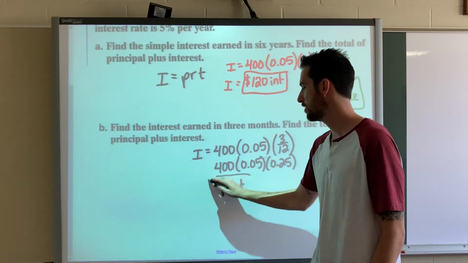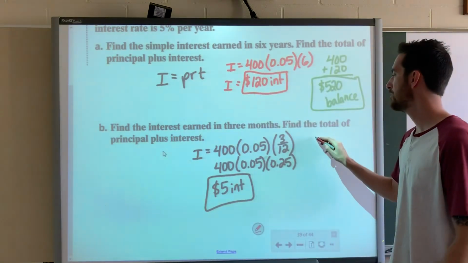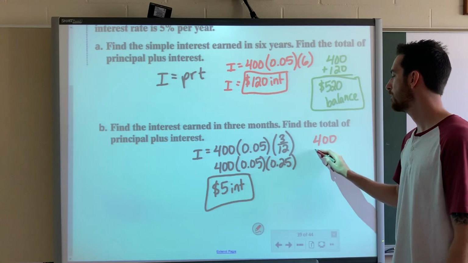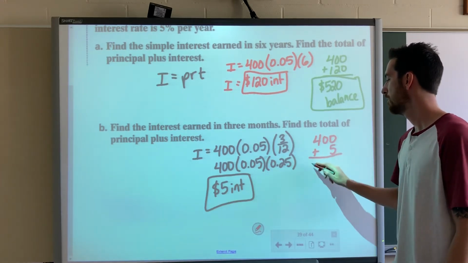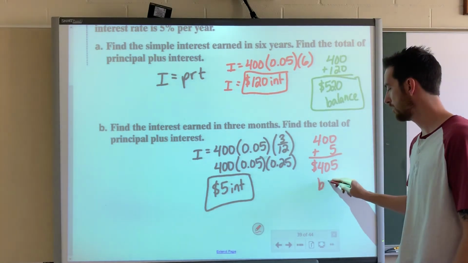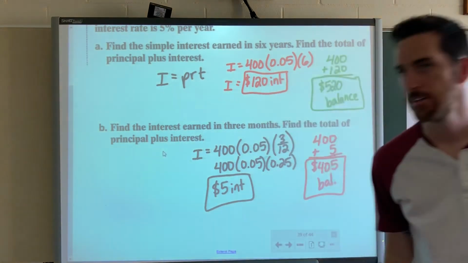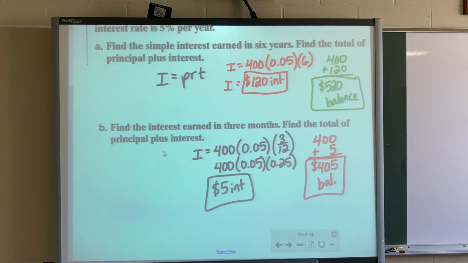in interest. But they also want to know the balance. So the balance is the initial amount plus our interest, which is $405. That's our balance. Not so simple after all.